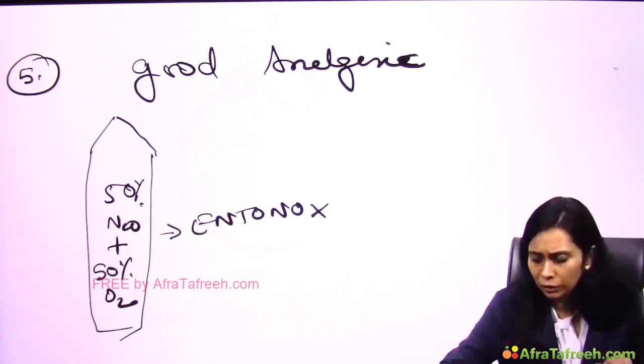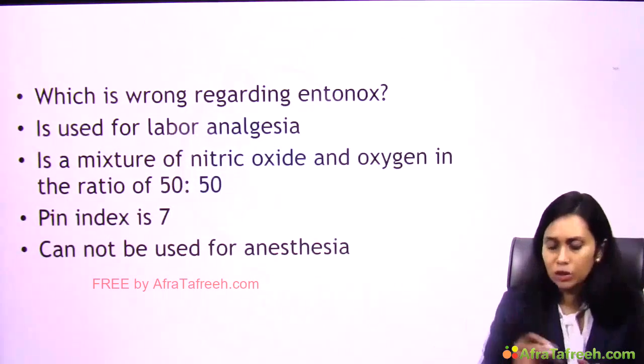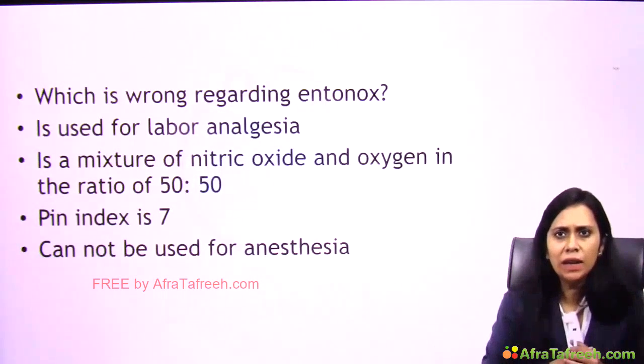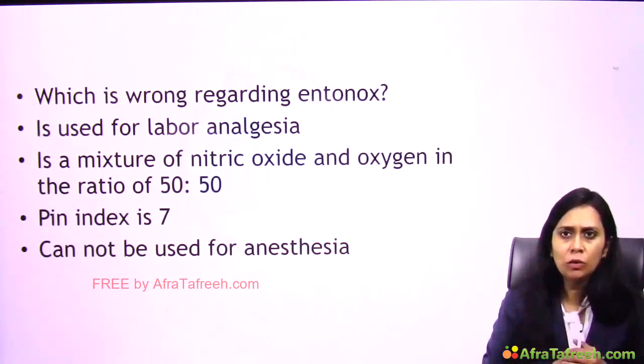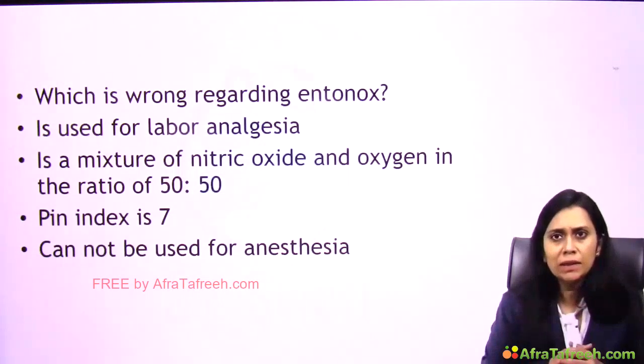Now, what is the use of this Entonox? Well, if you see this question, what is wrong about Entonox? We just now discussed Entonox. I told you 50% nitrous oxide, 50% oxygen. Now this question is, what is wrong about Entonox? It is used for labor analgesia. It's a mixture of nitrous oxide and oxygen in a ratio of 50:50. Pin index is 7 of the cylinder and cannot be used for anesthesia.